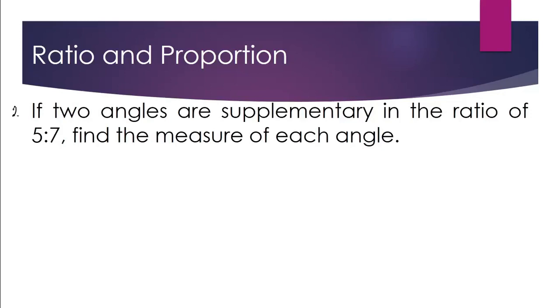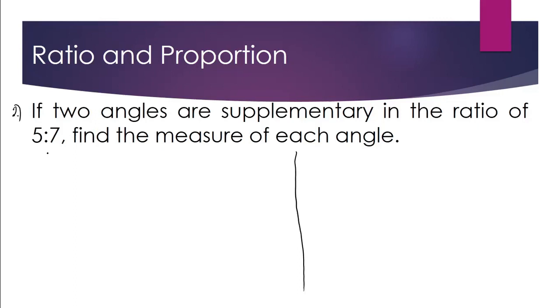Now let us have problem number 2. If two angles are supplementary in the ratio of 5:7, find the measure of each angle. Again, if two angles are supplementary in the ratio of 5:7, find the measure of each angle. So I will be presenting you 2 ways to solve this problem. Let us have the first one, using the proportion, of course.